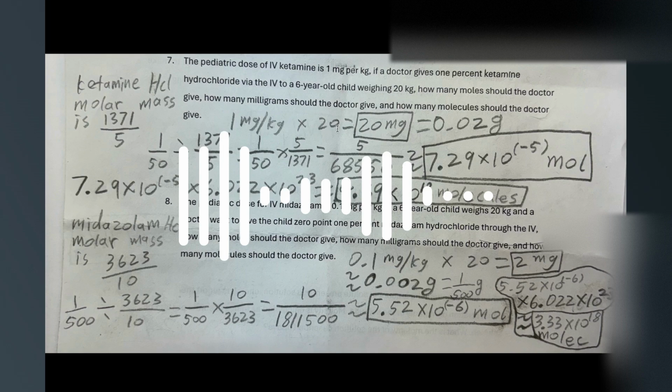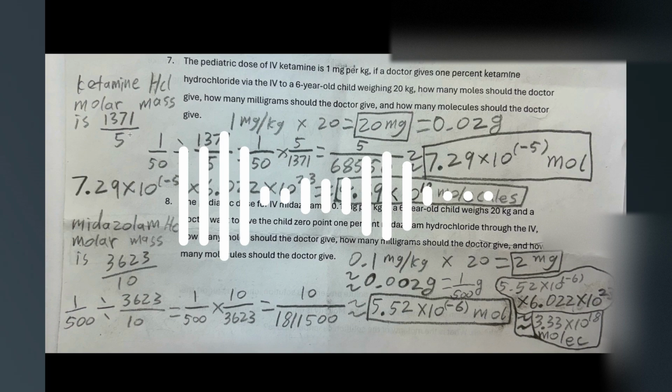And we know multiplying 20 kilograms by 1 will be 20 milligrams, because multiplying by 1 never does anything, because 1 is a multiplicative identity. So we got 0.02 grams, and the molar mass for ketamine HCl is 1371 over 5. You can search it up, I'm telling you the truth.